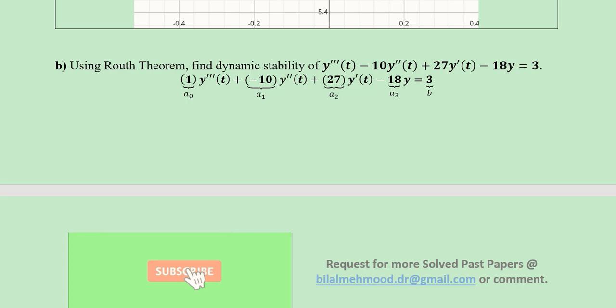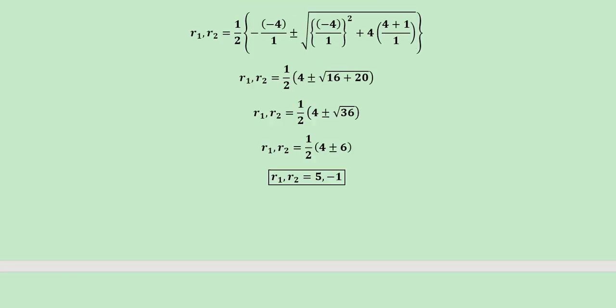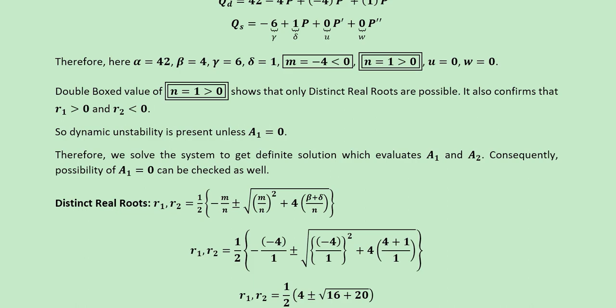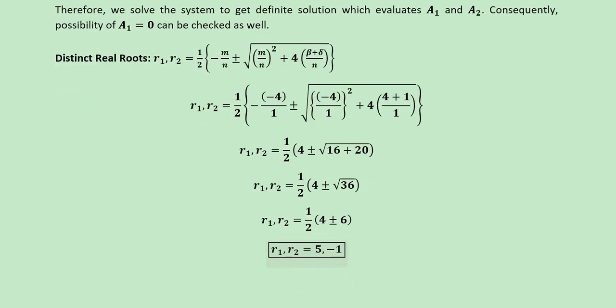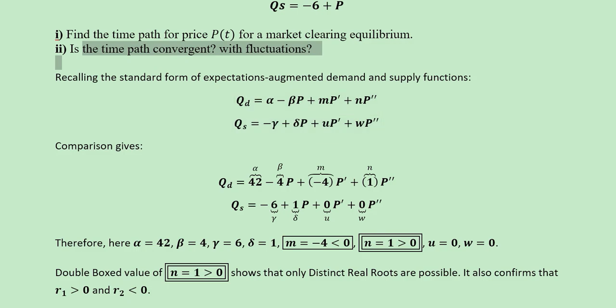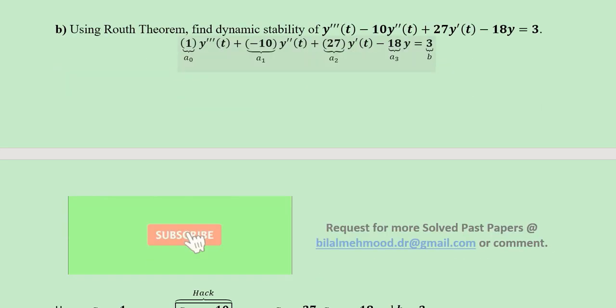Before we come to the next part, a small thing that we must look into is the interpretation. Primarily, the time path was to be found. We did that. But is the time path convergent? It is not convergent because one of the roots is positive, that is 5. If both of them were negative, then we could have convergence. But now one of them is positive, so it does not converge. And what about fluctuations? No, because fluctuations happen when there are complex roots. Here the roots are distinct real roots, so there are no fluctuations.